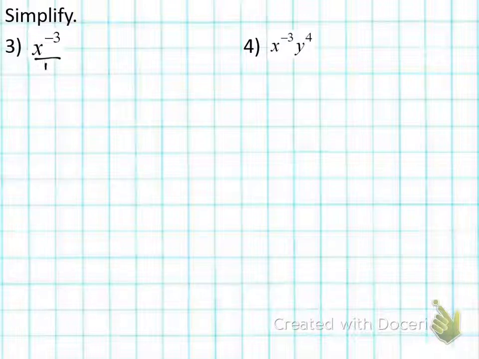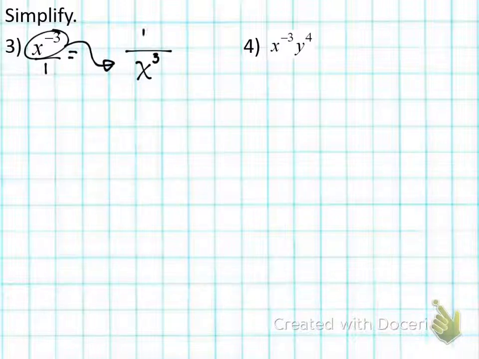Again, the answer is 1 over x cubed, right? Because we don't like that negative sign, we're going to leave it alone. Can I multiply x times x times x? Do I know how to do that? Do we know what the variable x times x times x is? No, so we just leave it as x cubed, okay? Make sense? So that's it.